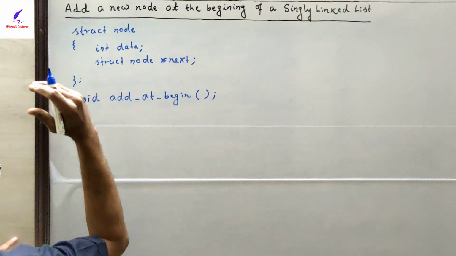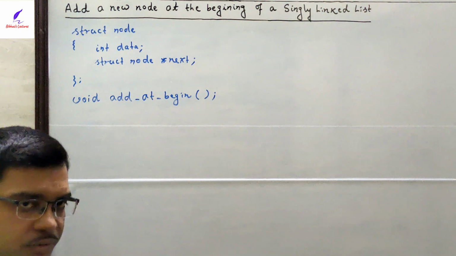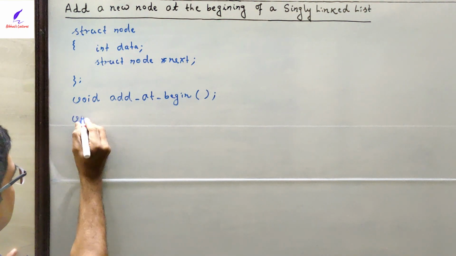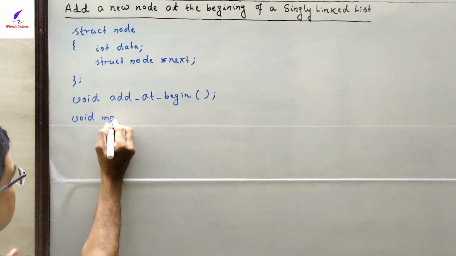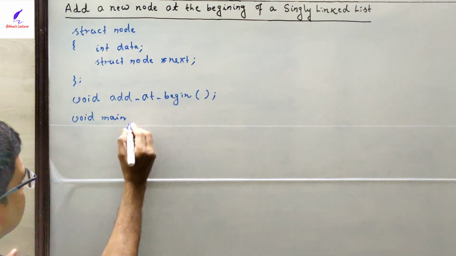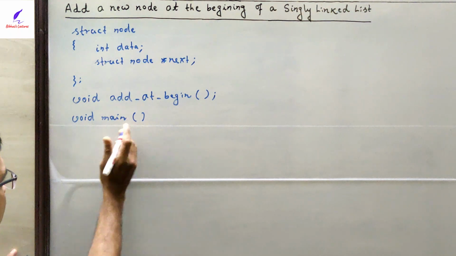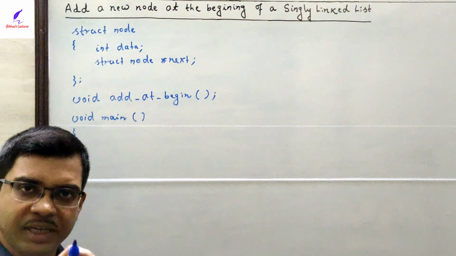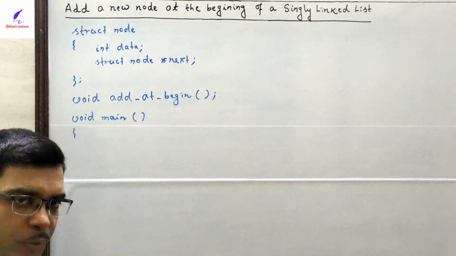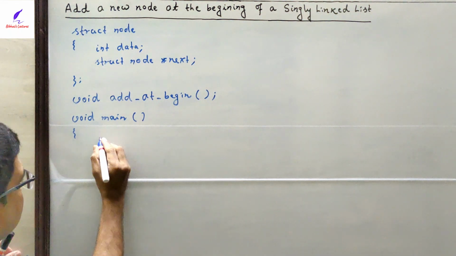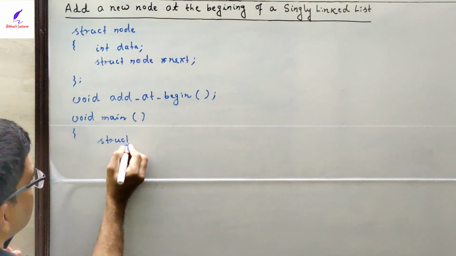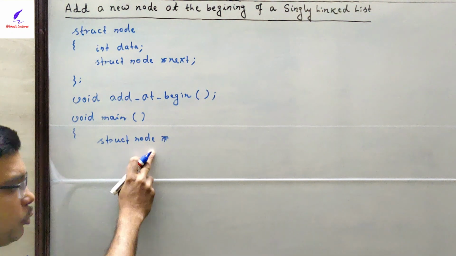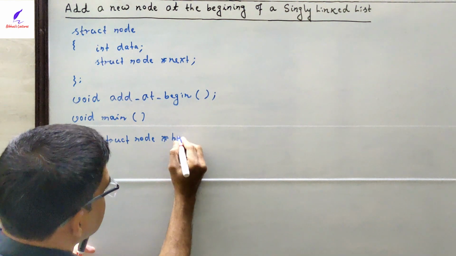Now after the declaration of the structure and the prototype of the add begin function, we will define the main function. Suppose the return type is void, that means it will not return anything, and in the main function we are going to declare a pointer. What type of pointer? A node type of pointer. So struct node star, it is a node type pointer and the name of the pointer is head.